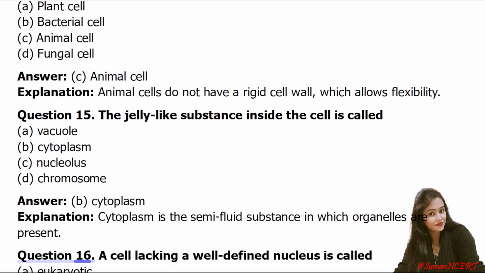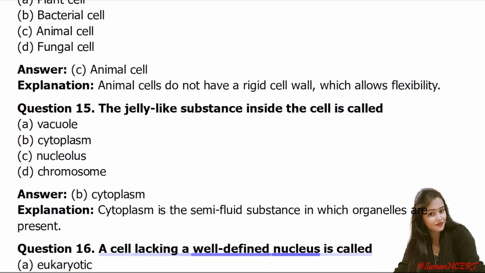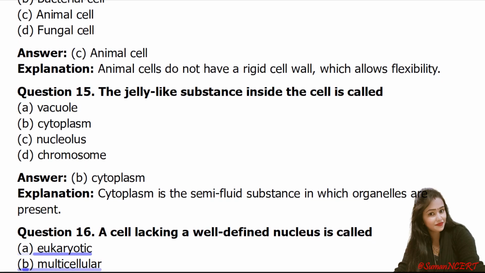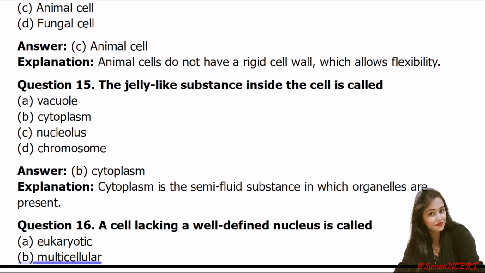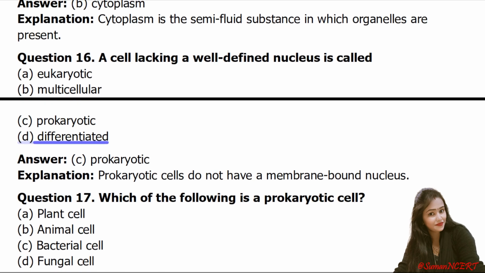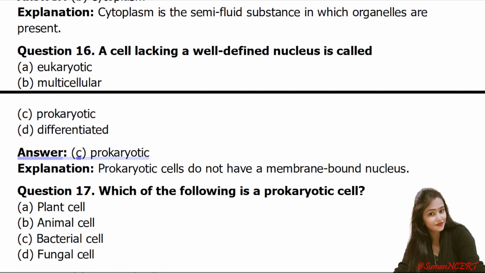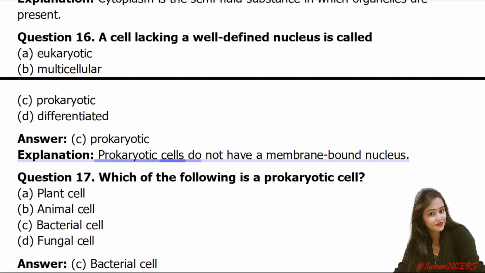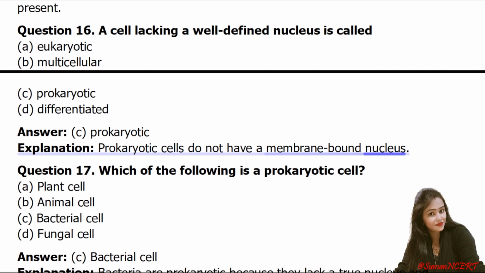Question 16. A cell lacking a well-defined nucleus is called: A. Eukaryotic. B. Multicellular. C. Prokaryotic. D. Differentiated. Answer: C. Prokaryotic. Explanation: prokaryotic cells do not have a membrane-bound nucleus.